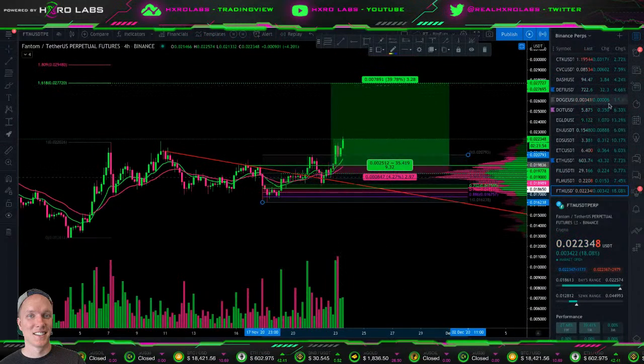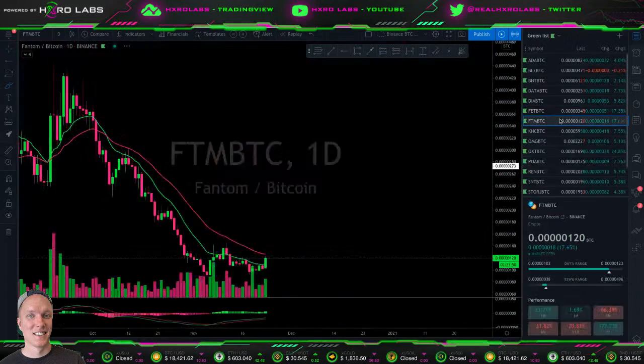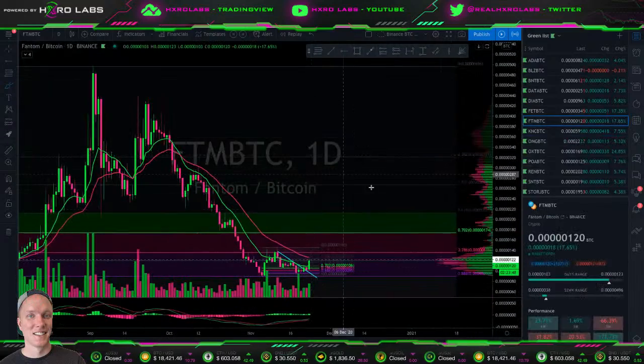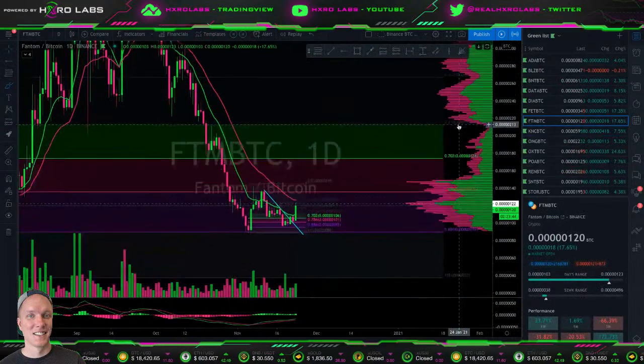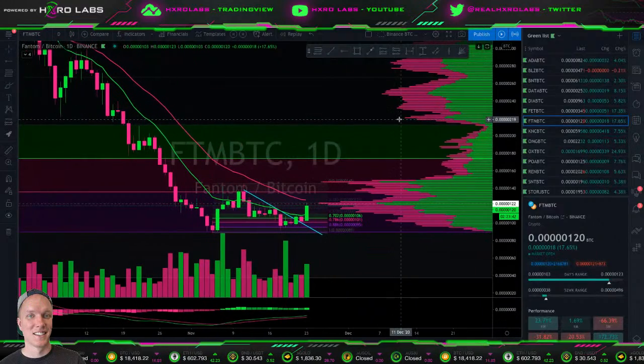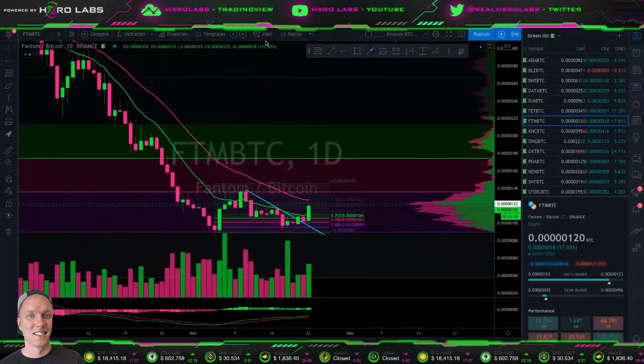But I'm not going to chase it because there's so many on this green list. Versus Bitcoin, FTM hasn't even left the station yet. It's just breaking out. So I want the alert here. That's 137.